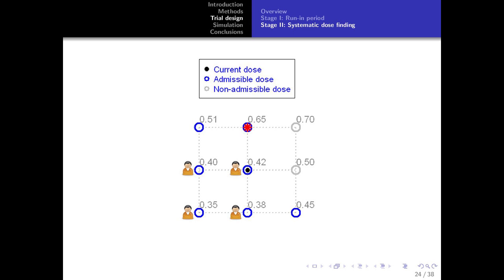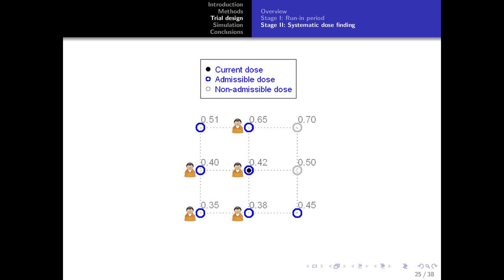Go to page 24. Let's assume, based on the current observed data, we estimated the efficacy. The dose indicated by the red is the one with the highest estimate of efficacy. If we use the greedy algorithm, go to the next page, 25. If we use the greedy algorithm, we're going to assign the next patient to the dose with the highest estimated efficacy, 65%.